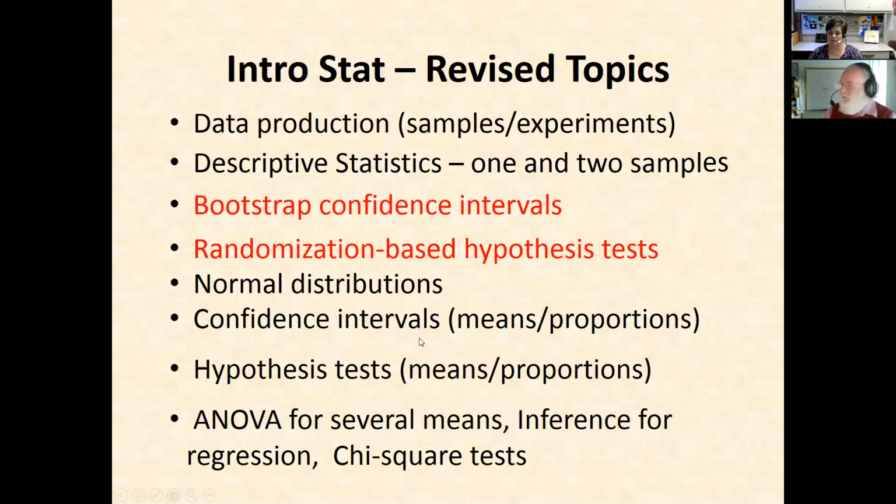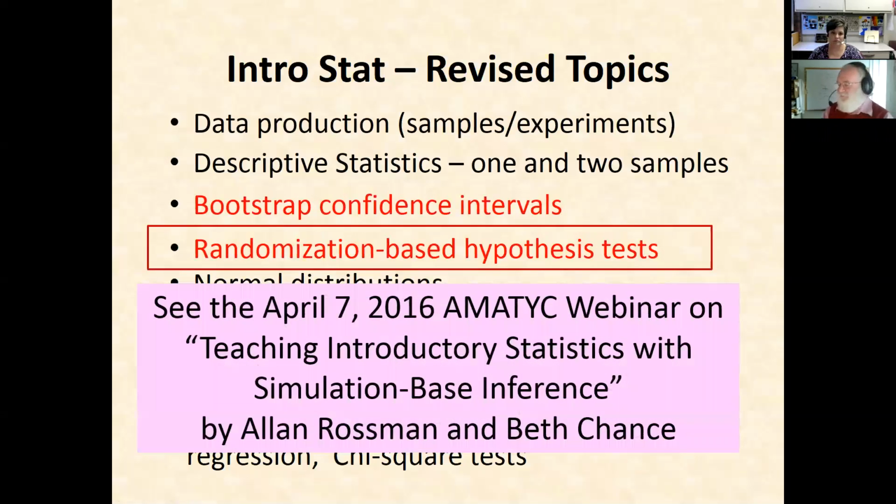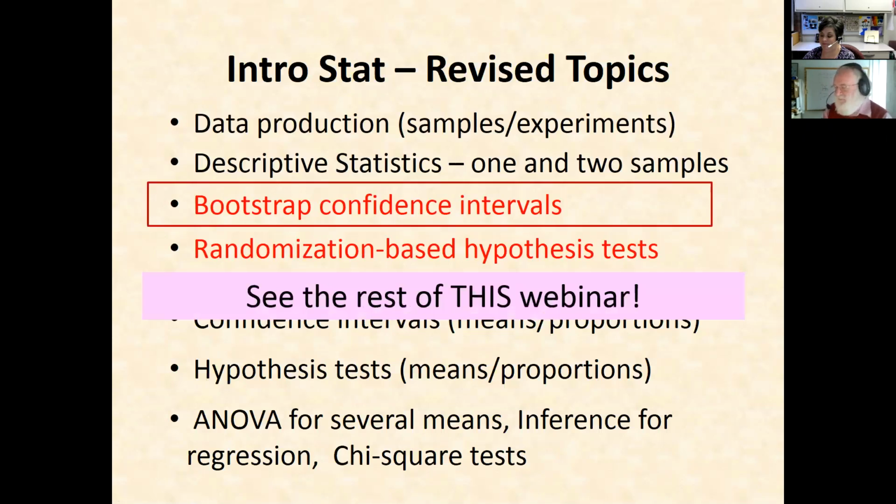So these two new areas: if you think about randomization-based hypothesis tests, I strongly recommend a really good webinar in the Schematic series, which you can get online, that Allan Rossman and Beth Chance were part of, that Tintle group, did, which really focuses on the randomization-based testing aspect of simulation-based inference. I recommend that webinar if you want to see more about that. I'm going to focus in this webinar particularly on the confidence intervals. So if you want to know about that, stick around for the rest of this webinar to find out more about bootstrap confidence intervals.